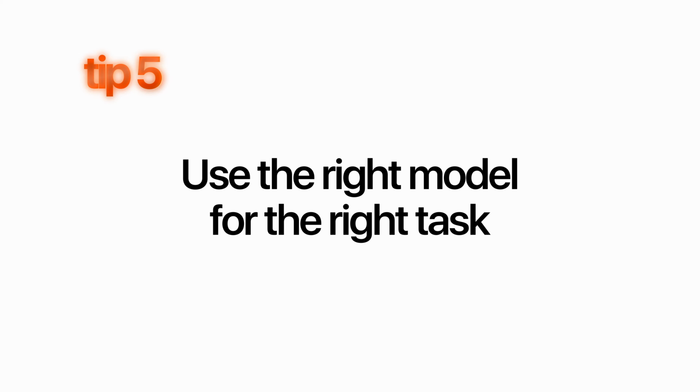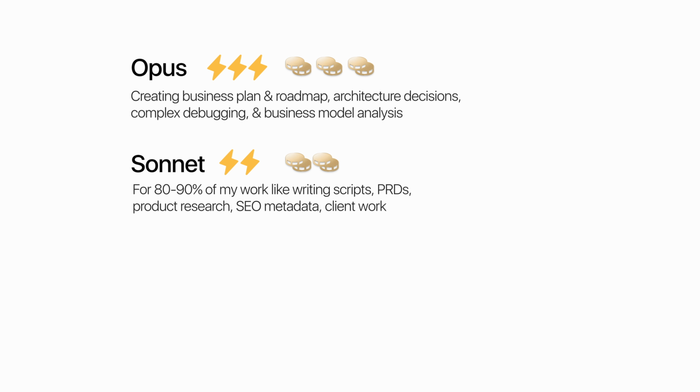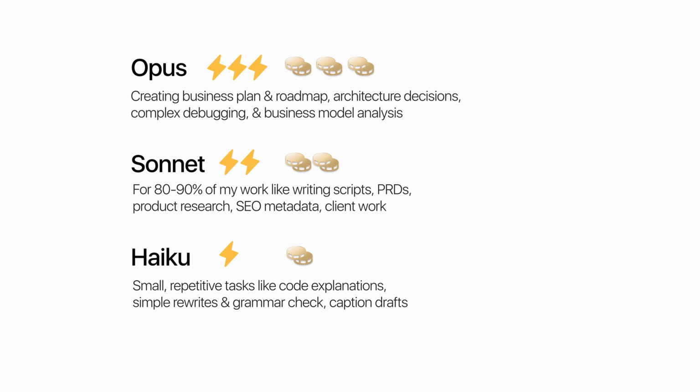Tip number 5, use the right model for the right task. Not every task needs the most powerful model. For complex work, I'll reach for Opus. For most regular building and iteration, Sonnet is where I spend most of my time. And for simple, repetitive tasks, the lighter models are fast and cheaper.